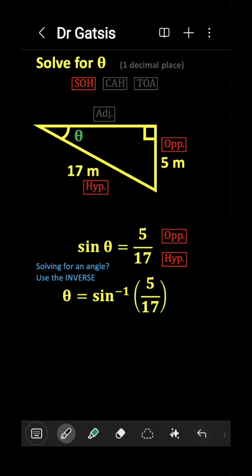Notice that I don't really care what 5 over 17 is as a decimal. I can just do that on my calculator with brackets or with a couple of operations. So don't waste your time making that into a decimal if you don't feel like you want to write that down. And when you evaluate the inverse, you get 17.1 degrees.